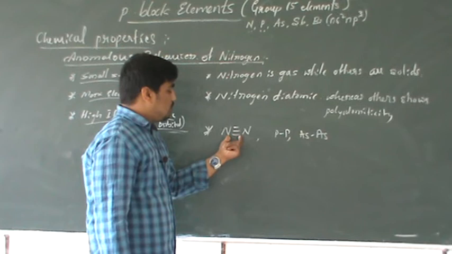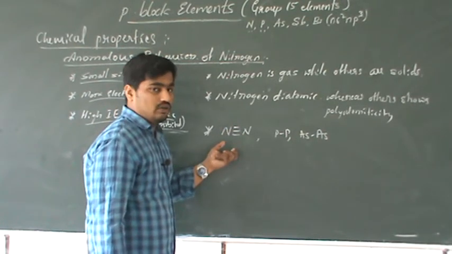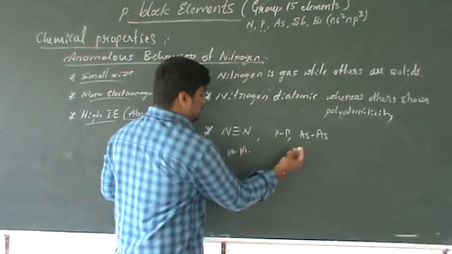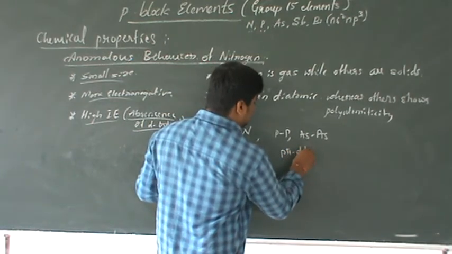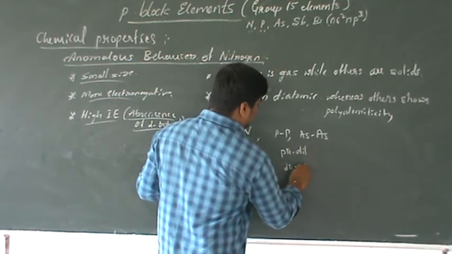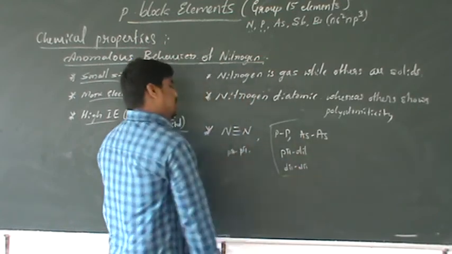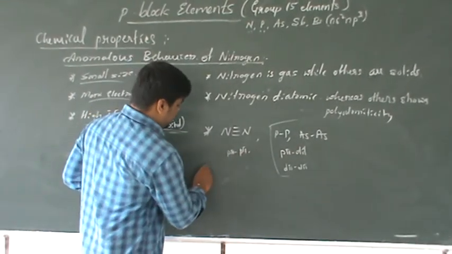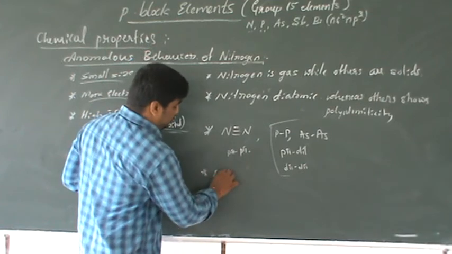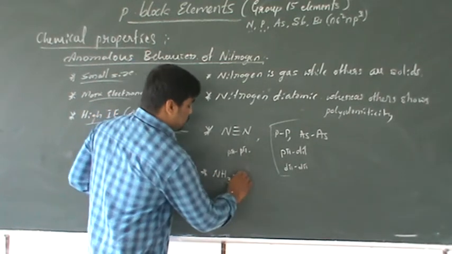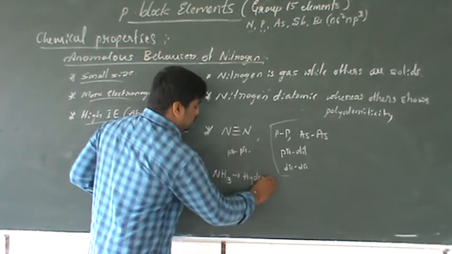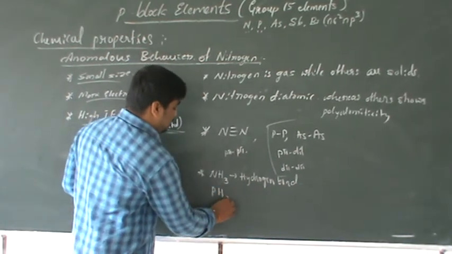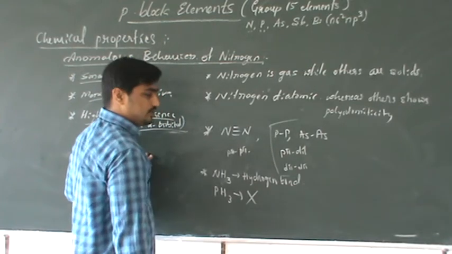Nitrogen forms a strong bond between these two atoms and it forms a triple bond. It is possible in nitrogen because p-pi bonds are observed, but in other cases we can observe p-pi bonds as well as d-pi bonds. Next, the hydride of nitrogen, ammonia, shows hydrogen bonding. Hydrogen bonding is observed in ammonia, but in phosphine we can't observe hydrogen bonding.